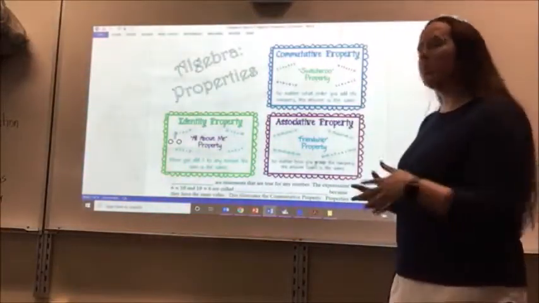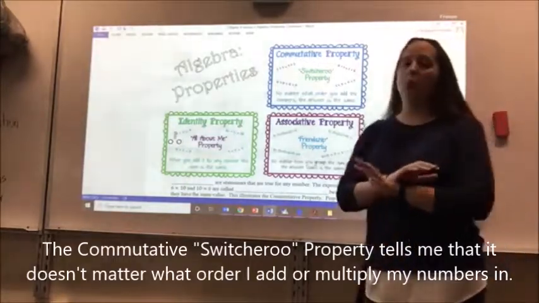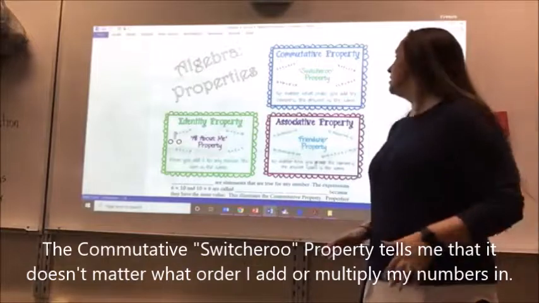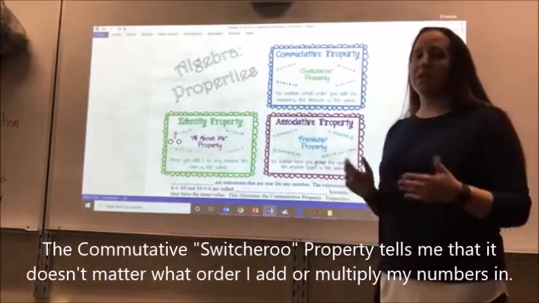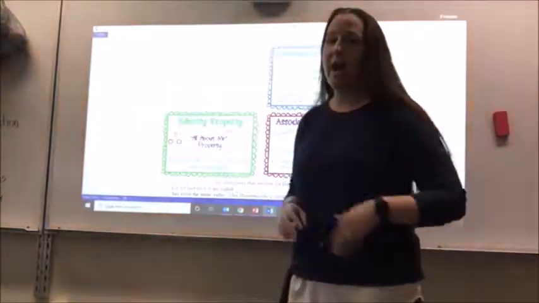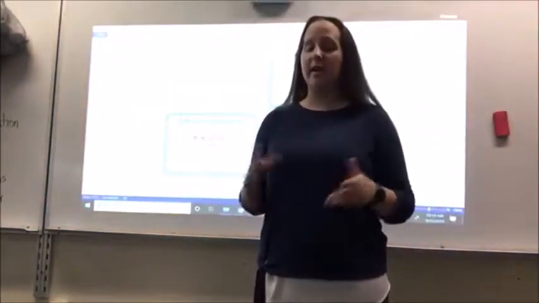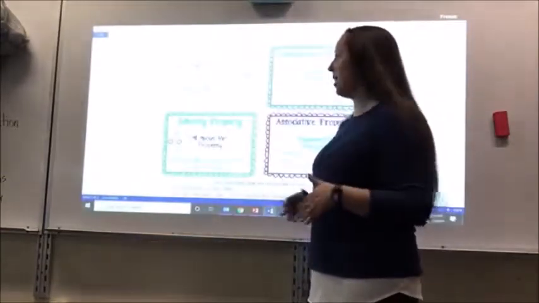Now, commutative is also called the switcheroo property. Basically it means no matter what order you put the numbers in, the answer should still be the same. Commutative works for addition and multiplication. It doesn't matter if it's 4 plus 5 or 5 plus 4, you'll still get an answer of 9. So that's the commutative property, the switcheroo property.